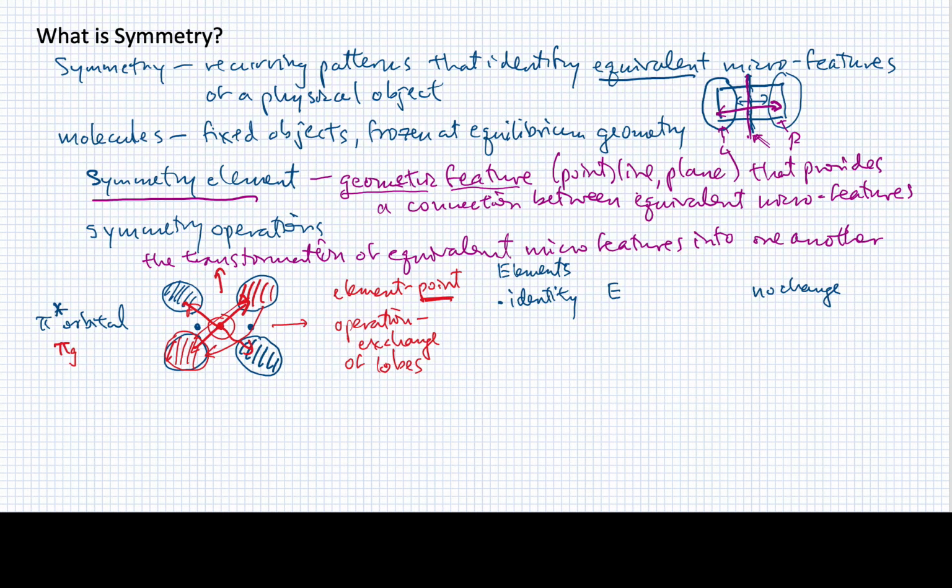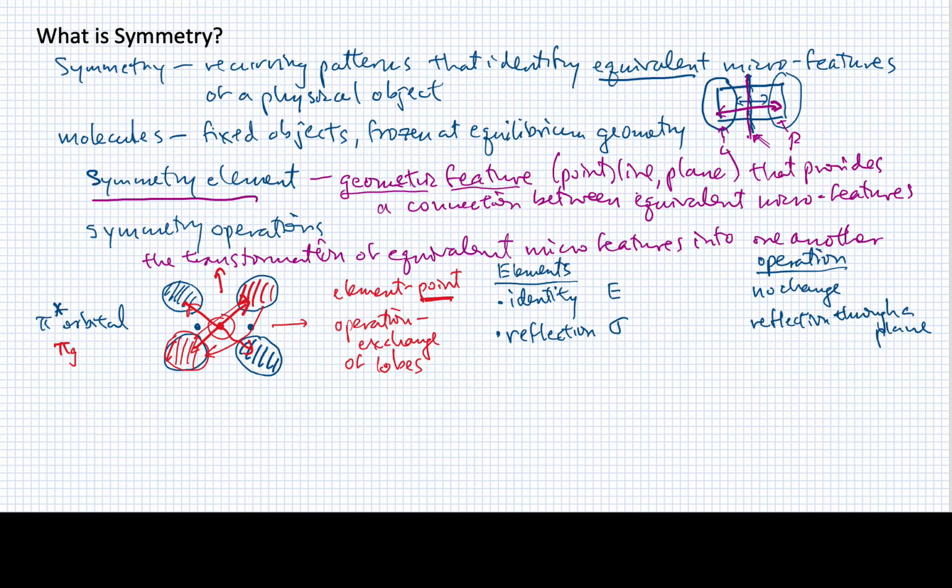A second one, and this is the one we saw in the rectangle, is the reflection operation. This element we give the symbol sigma. And so that represents the plane, and the operation would be reflection through a plane. Maybe I should put a heading over here that the operation it corresponds to. And these are the elements.